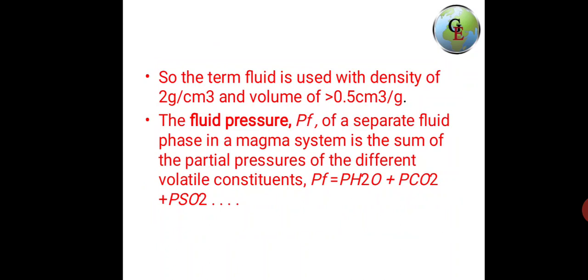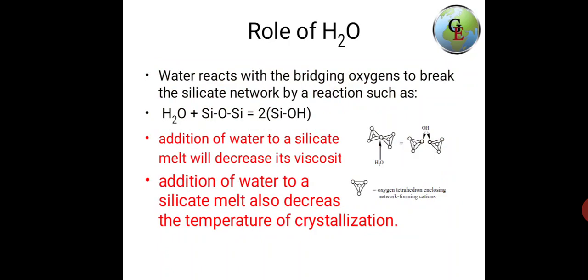So the term fluid is used for a density of 2 grams per cubic centimeter and a volume of less than 0.5 cubic centimeter per gram. The fluid pressure also plays an important role in magmatic fluid. The bulk fluid pressure can be measured by the fluid pressure of water, the fluid pressure of carbon dioxide, and the other constituents. Then what is the role of water in magmatic liquid?